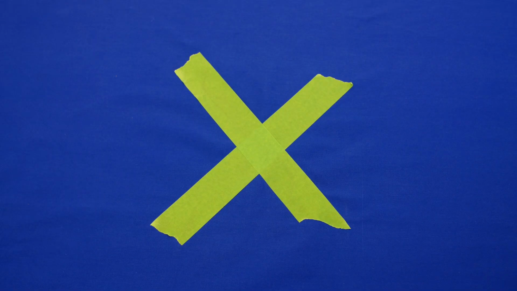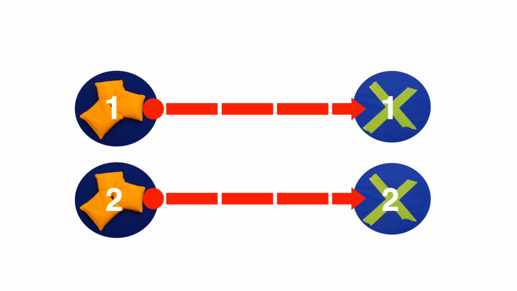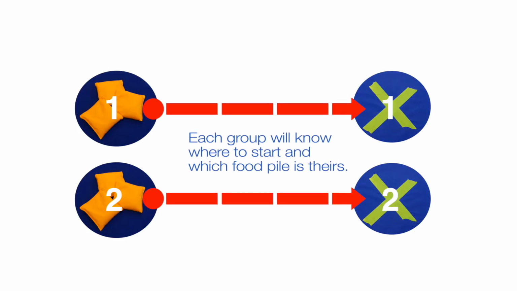Mark an X on the floor on the opposite side of the room from each food pile. This will be the group's starting point or their home base. Give each X and each food pile a matching number that corresponds to the group's number so that each group will know where to start and which food pile is theirs.